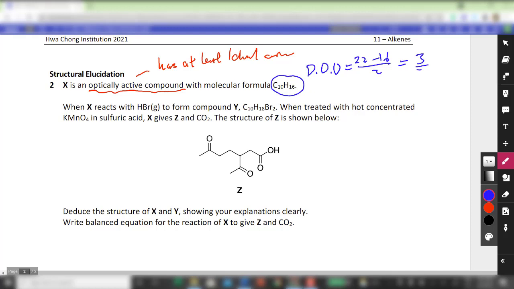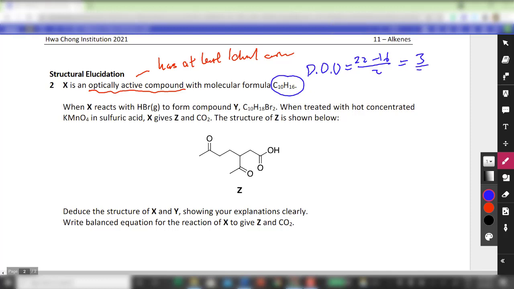3 double bond equivalents can mean that you really have 3 CC double bonds, or it could be CO, but in this case there's only C and H, so 3 CC double bonds. Or you can have 1 ring, 2 CC double bonds, or 2 rings, 1 CC double bond, or even 3 rings, or even 1 triple bond and 1 ring. So you can have a lot of combinations.